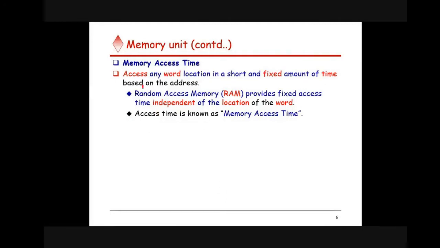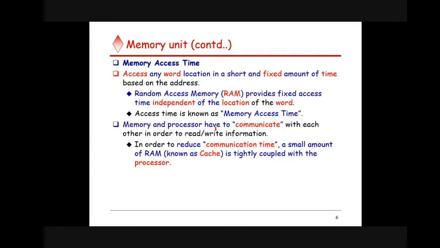Memory access time is the time to access any word location in a fixed amount of time based on the address. The processor knows the address, and based on that address the processor tries to access a particular instruction. During that time, how much time is required for accessing it? That is called the memory access time.